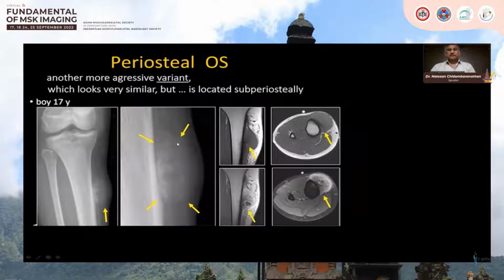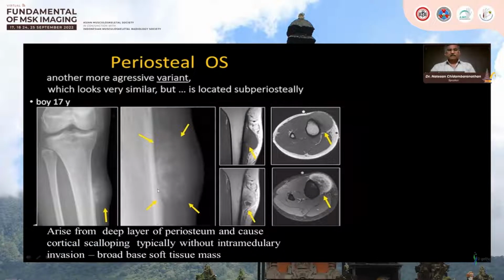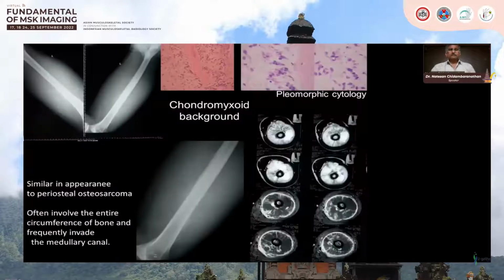It locates in a subperiosteal location. The classical feature may be a deep layer with periosteum involvement, causing cortical scalloping, or maybe saucerization, with a large soft tissue mass and dense bone. This is very close to the periosteum. You can think of the periosteal variety. The periosteal varieties are more aggressive, and paraosteal osteosarcoma is a very low-grade type.